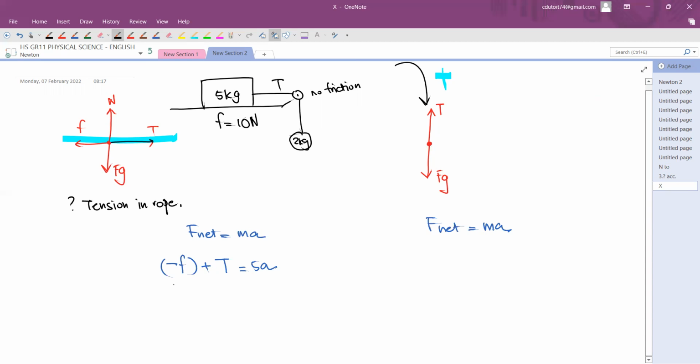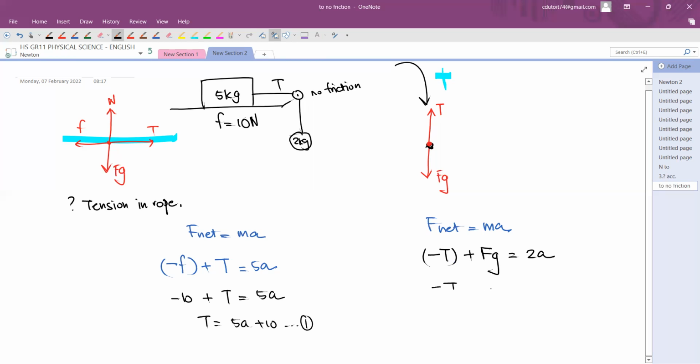Right, so negative friction, negative 10, plus tension in the rope is 5A. So the tension in the rope is 5A plus 10, and there's my first equation. And then for the 2 kg, the tension in the rope will be negative because it's going up and back. So with regards to the 2 kg, the tension is going in a different direction, so it's negative. And my FG force is downwards, which is positive, and that is 2A.